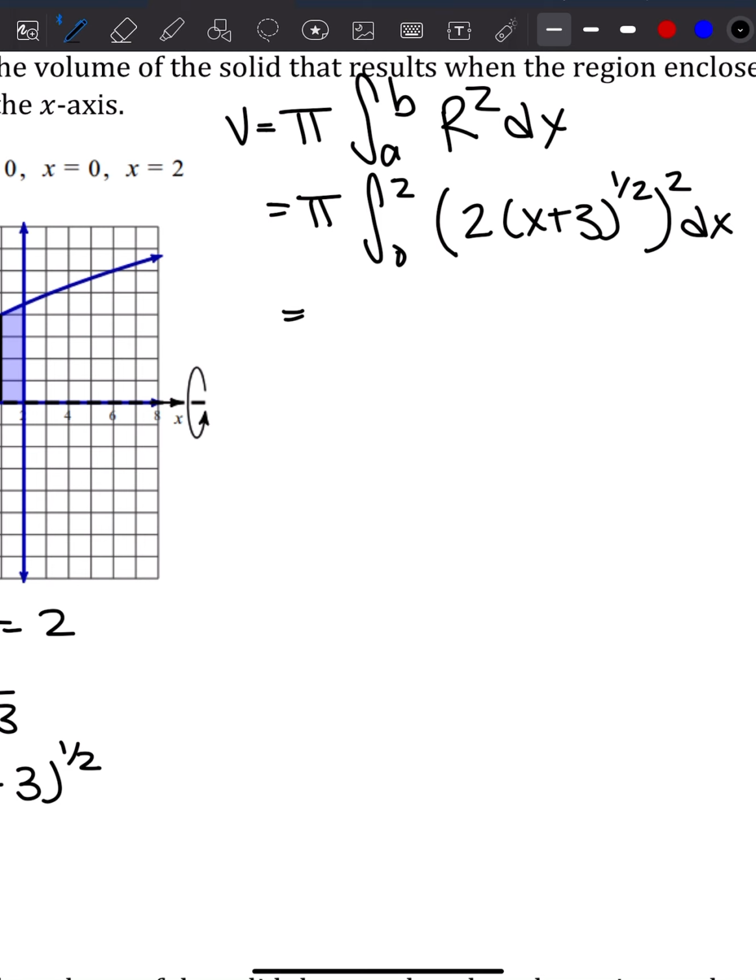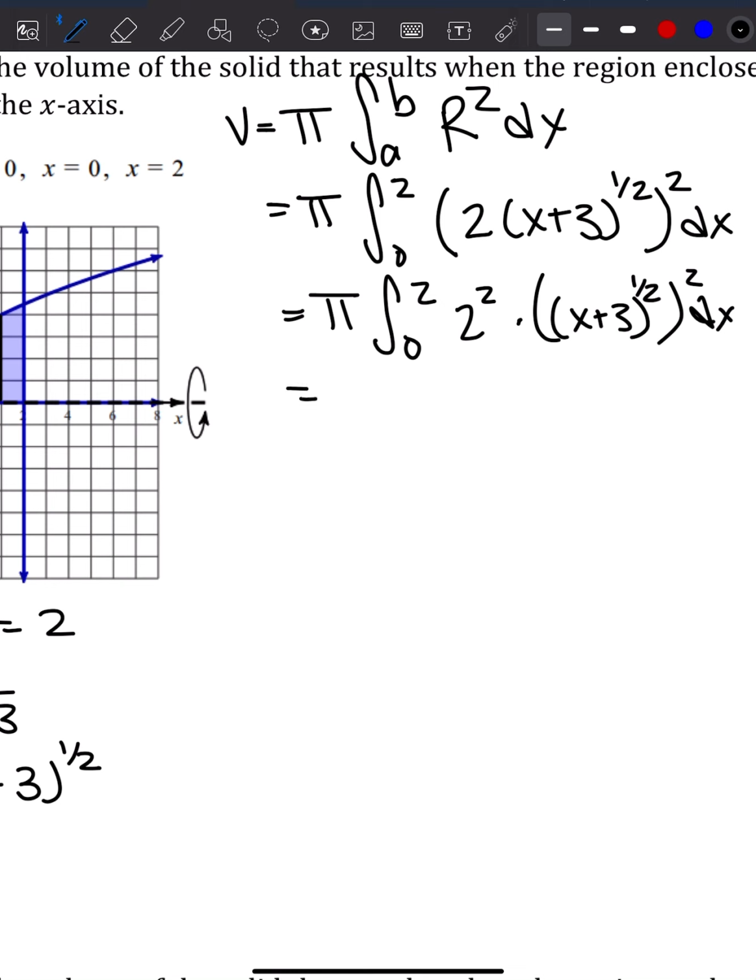Okay, so we have pi times the integral from 0 to 2. We have this all squared, so I'm going to square both pieces here. So I'm going to do 2 squared times x plus 3 to the 1/2 squared. 2 squared gives us 4. X plus 3 to the 1/2 raised to the second power. We're going to multiply those together. That gives us 2 over 2, which is 1. So we have 4 times x plus 3.